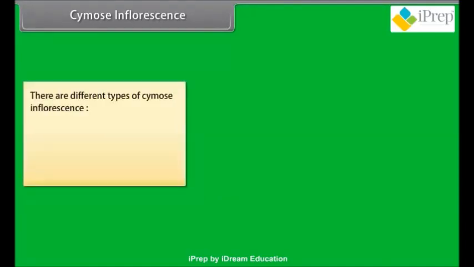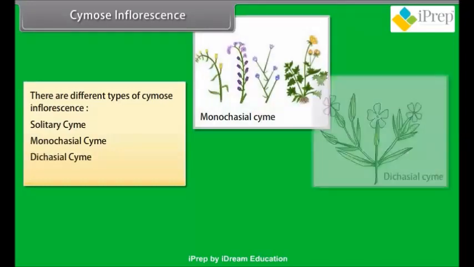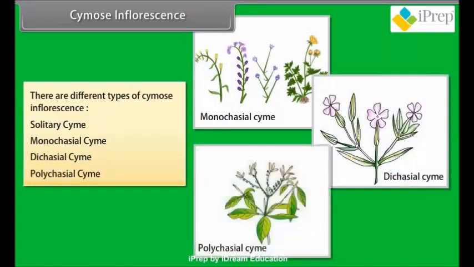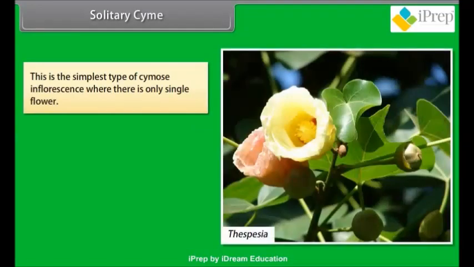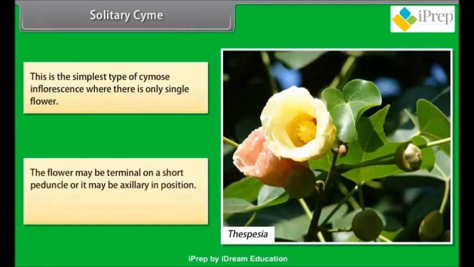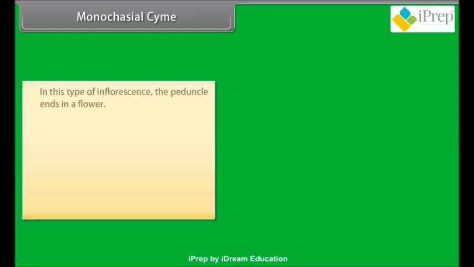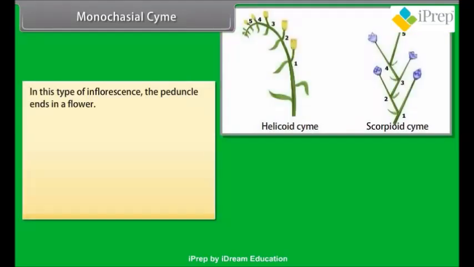There are different types of Cymose inflorescence: solitary cyme, monochasial cyme, dichasial cyme, polychasial cyme. Solitary cyme. This is the simplest type of Cymose inflorescence where there is only a single flower. The flower may be terminal on a short peduncle or it may be axillary in position. Example, Thespesia.